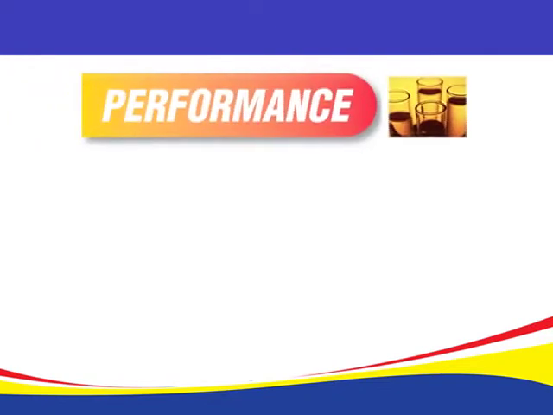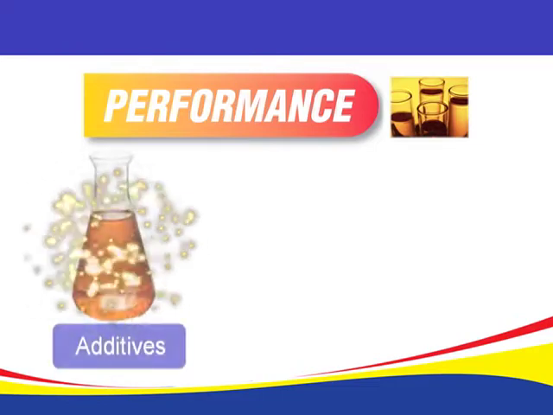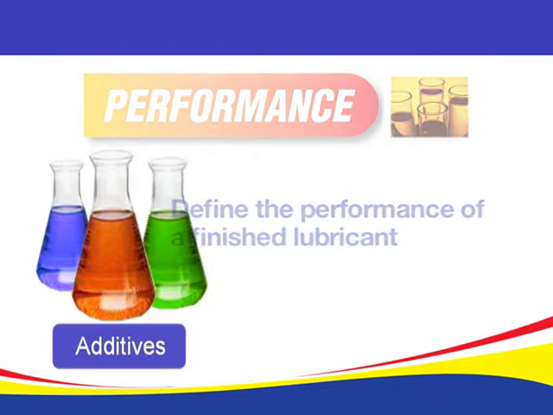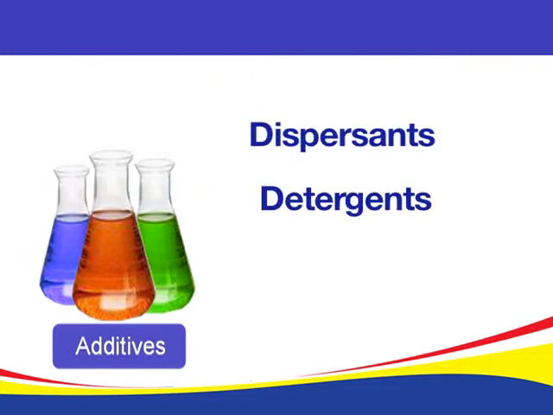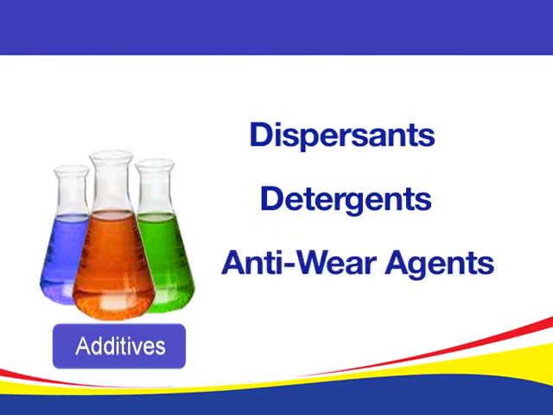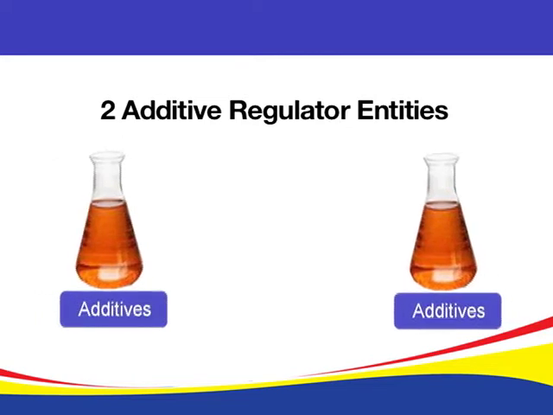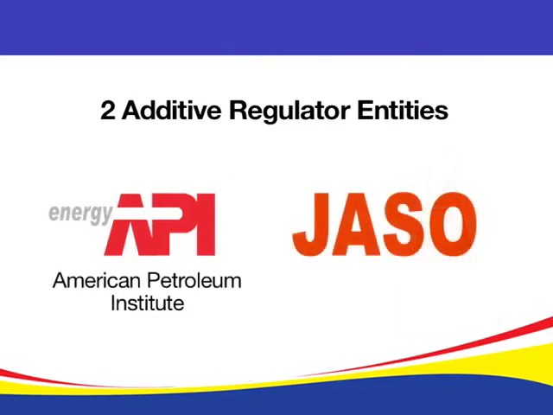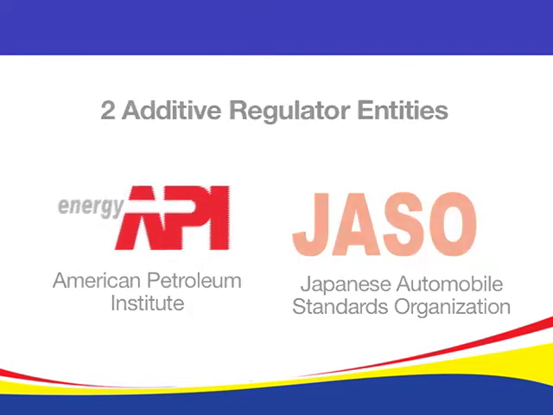The next important characteristic of oil is performance. Specialty chemicals called additives define the performance of a finished lubricant. Types of additives typically used in motor oils include dispersants, detergents, and anti-wear agents. There are 2 main governing entities that regulate the additives that are used in each bottle of motor oil: API, the American Petroleum Institute, and JASO, the Japanese Automobile Standards Organization.